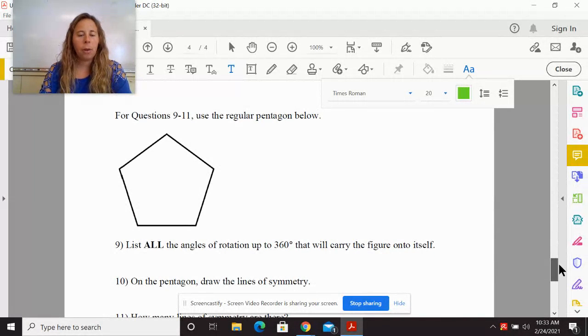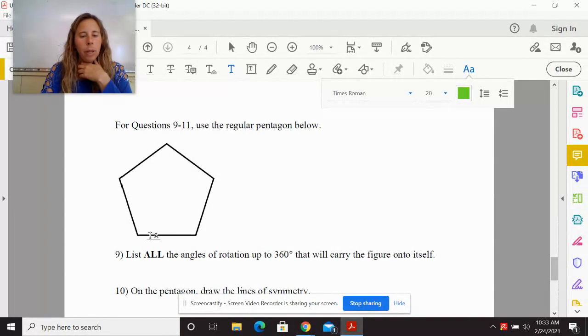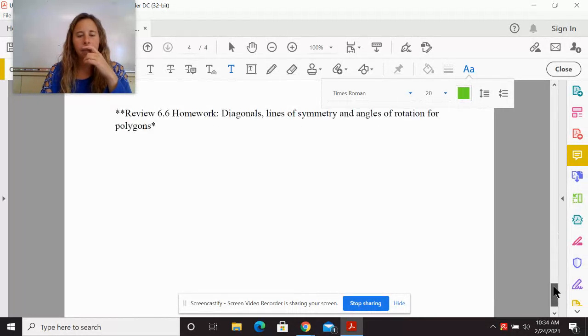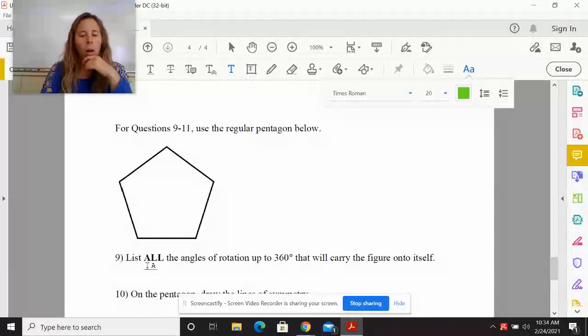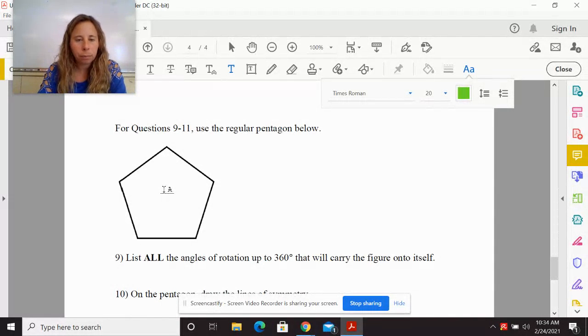Okay. For questions 9 through 11, use the regular pentagon below. Here he is. Okay. We're almost done. So list all the angles of rotation up to 360 degrees that will carry the figure onto itself. For number 9, that's where you can use our formula. Do you remember what it is to find the angle of rotation?